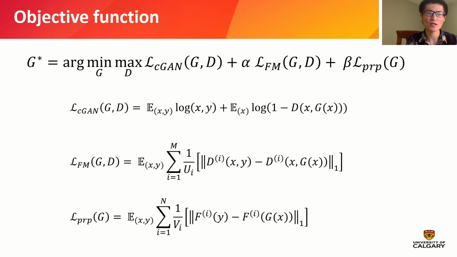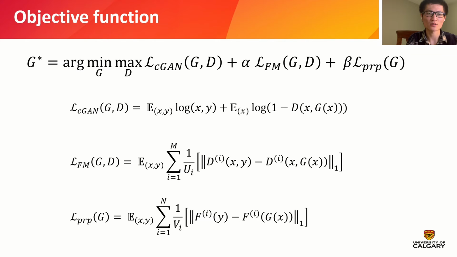Alpha and beta are coefficients to control the weights of feature matching loss and perceptual loss, respectively. C-gain loss will direct our generator to generate LDR images that look real. For feature matching loss, we extract features from multiple layers of the discriminator and try to match these intermediate representations of a real and generated LDR image.